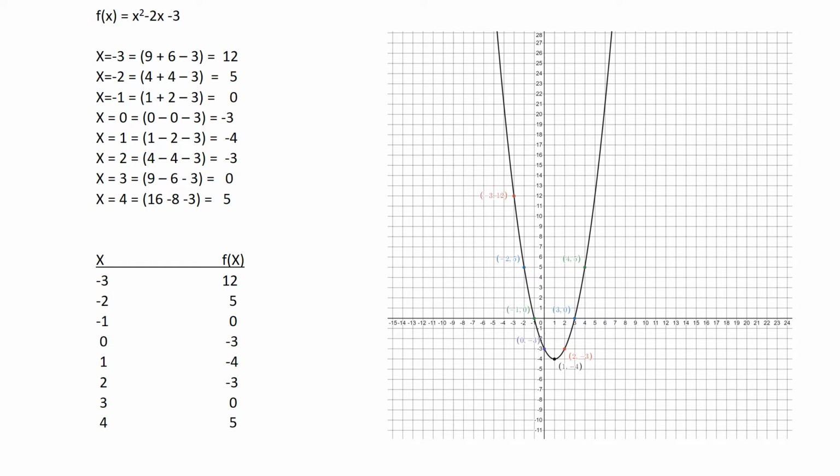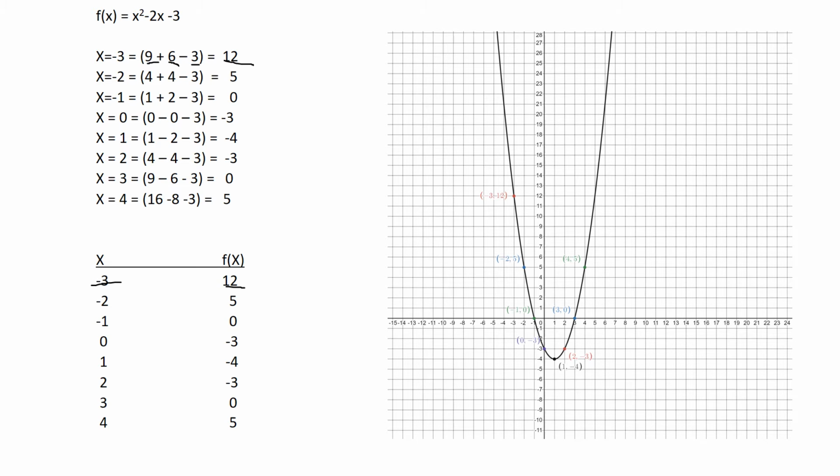I have another parabola here, and it's a more complicated equation. It's y equals f of x, which is the same as y. f of x equals x squared minus 2x minus 3. And I've solved for every one of these equations. I just wanted to show you. If I put in negative 3 for x, negative 3 squared is 9, negative 2 times negative 3 is 6, and 9 plus 6 is 15, minus 3 is 12. So our final answer, when x is negative 3, f of x is 12.